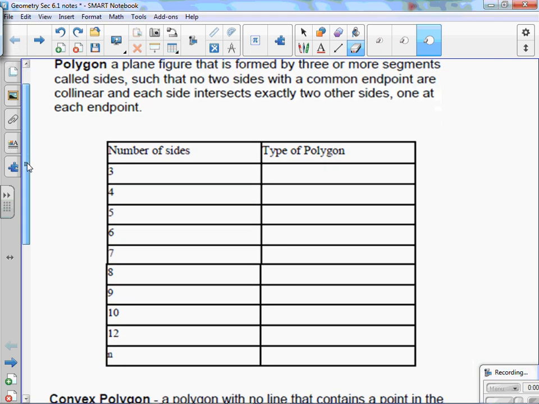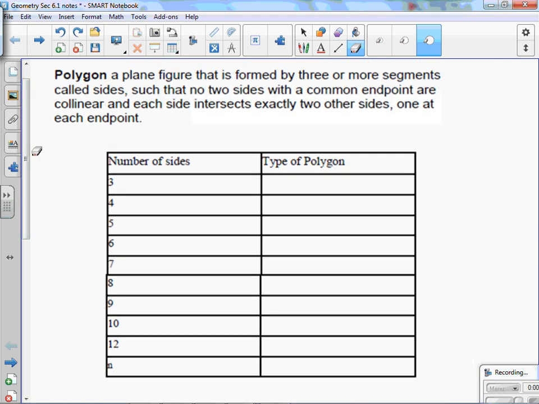So let's test our knowledge. A polygon with 3 sides would be called a what? Triangle? How about 4 sides? Square. Rectangle. Those are in the right category, but that's not what we call it. Quadrilateral.